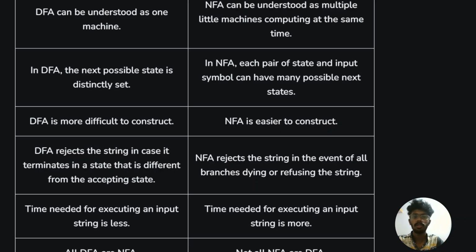In DFA, the next possible state is distinctly set. In NFA, each pair of state and input symbol can have many possible states. DFA is more difficult to construct. NFA is easier to construct. DFA rejects the string in case it terminates in a state that is different from the accepting state. NFA rejects the string in the event of all branches dying or refusing the string. Time needed for executing an input string is less in DFA. Time needed for executing an input string is more in NFA.